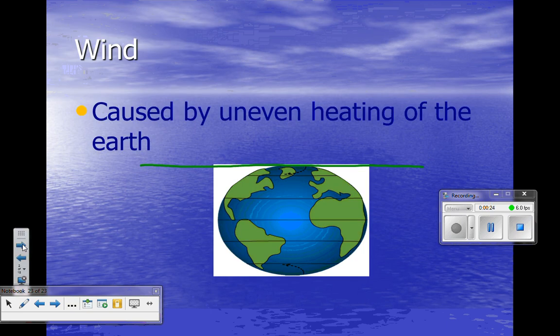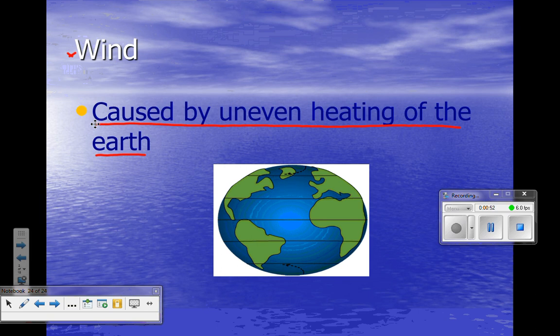Okay, global and local winds are caused by uneven heating of the earth. You're going to write that down, and then you're going to draw an earth underneath what you wrote down. You don't need to write down this heading wind, okay, but you do need to write caused by uneven heating of the earth. All right, write that down, draw a circle to represent the earth, and then come back.